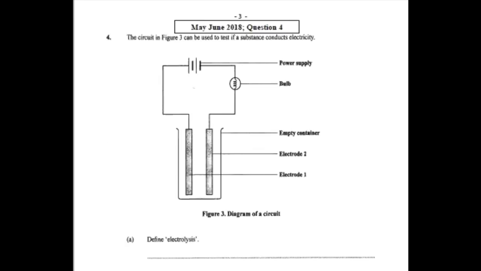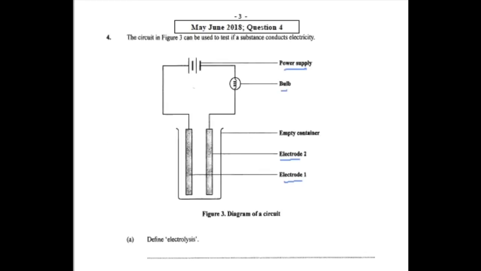The circuit in figure 3 can be used to test if a substance conducts electricity. This should be one of the common experiments that you do, properties of ionic and covalent substances. So we have our power supply, we have our bulb, we have the empty container, which we just called a cell earlier. We have electrode 2 and electrode 1. They just call them generic terms, which means they're not giving us any hints. We should actually know what those are.